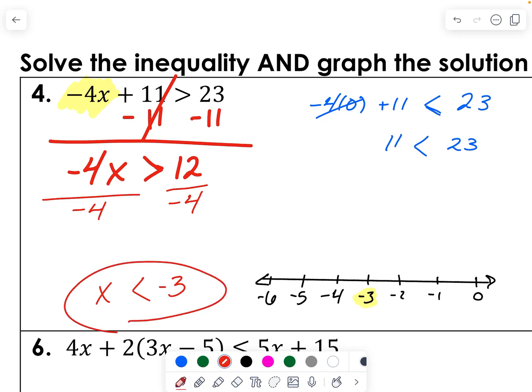And when I shade this, I'll need to make an open circle because this inequality is just less than. It is not less than or equal to. Because there is no bar underneath there, no equal to symbol, I have an open circle. And then this inequality points to the left. So my arrow will point to the left, and that will give me numbers that are less than negative 3. All of these numbers to the left are less than negative 3.